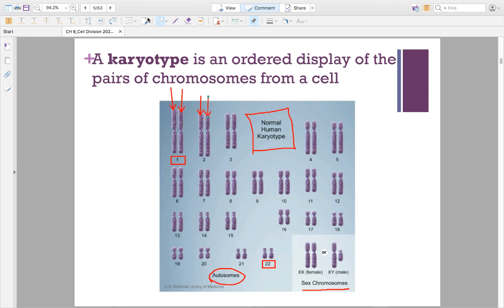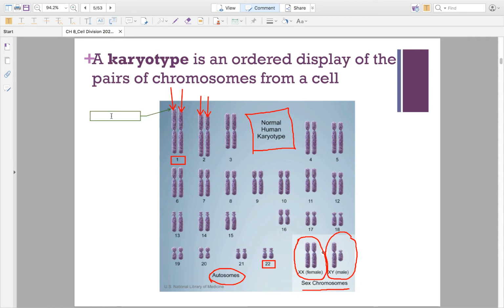If you are female, you're going to have the XX chromosomes. Males have the XY, and that will determine the sex of the individual. Now if you count them all up, 23 sets, that's 46.